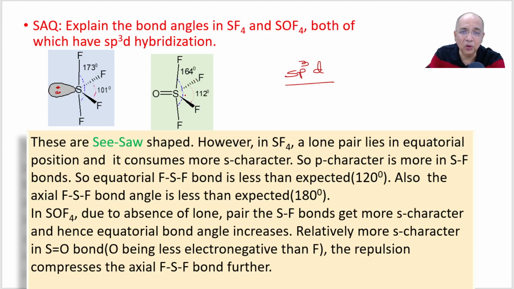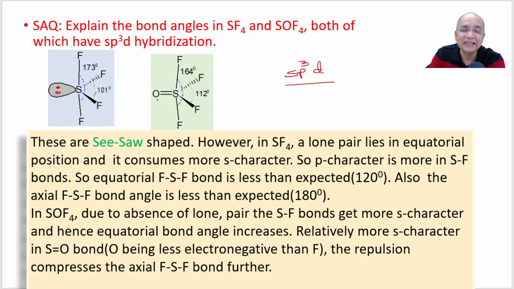Because between F and O, F is more electronegative, so the P character is more, repulsion is less. So the bond angle is still not 120.